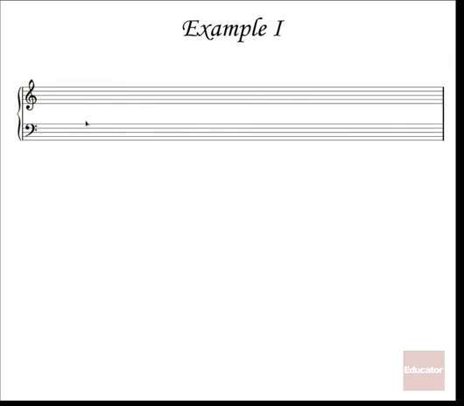Okay, for some practice problems, let's practice embellishing some chord progressions with non-harmonic tones. So let's say we have just a simple 1, 2, 6, 5, 1. Let's see.